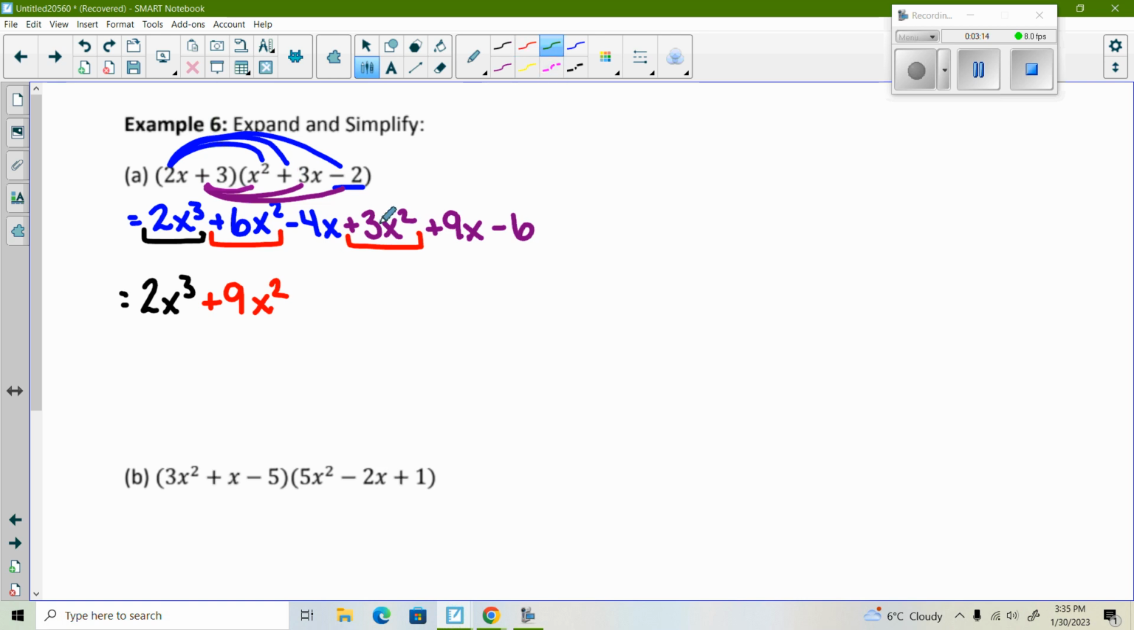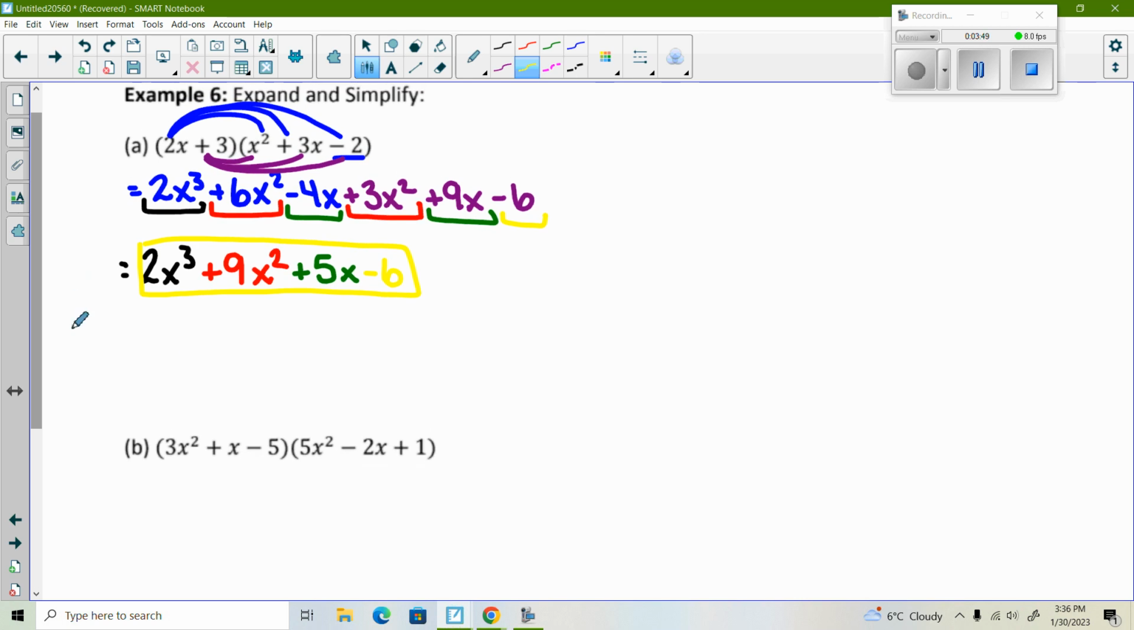And now I'm going to look at just ones that have an x. So negative 4x plus 9x. Negative 4 plus 9 is a positive 5, so I have a positive 5x. And then this negative 6 is by itself. There's no other constant term, so then I just have a negative 6 here at the end. And that would be my final answer. Okay, so a little bit more work, but the actual math involved is the same. Okay. Let's move on to one that's even a little bit more challenging.